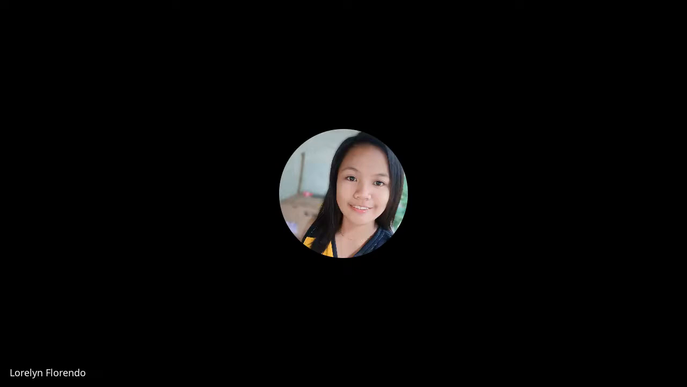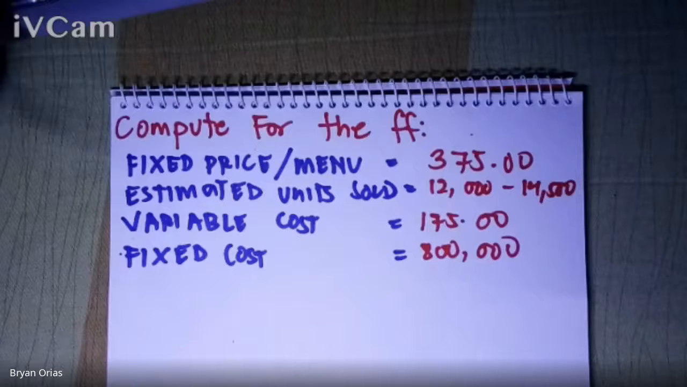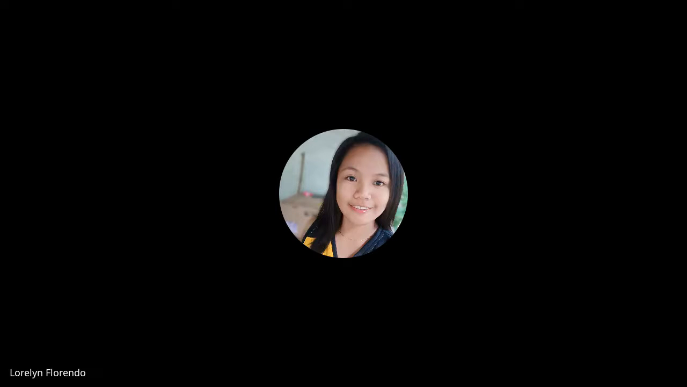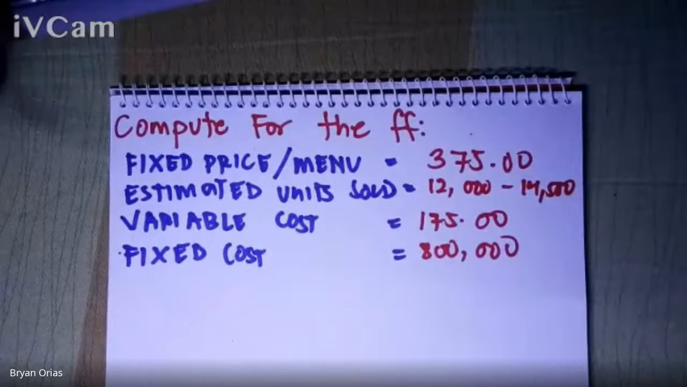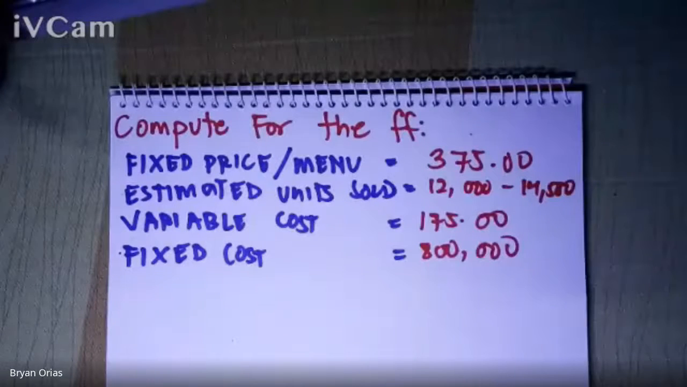Sir, try ko sa 14,500. Sige po. 2,537,500. Yun ang tamang sagot. Tama po. Miss, sino yung sumagot? Florendo po. Miss Florendo. Tama po yun. Okay? So, ang ating variable cost for 12,000 units sold is 2.1 million. And for 14,500 units sold, you have 2,537,500. So, thank you very much, Steph, Florendo, at saka Miss Ahero.